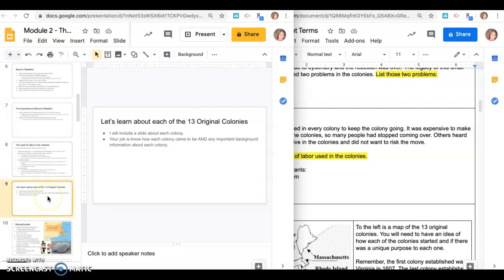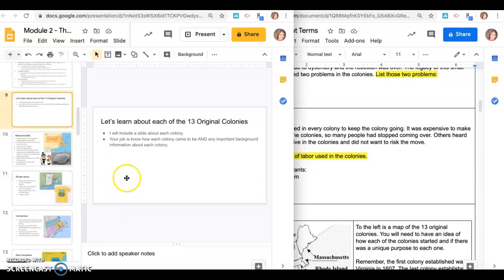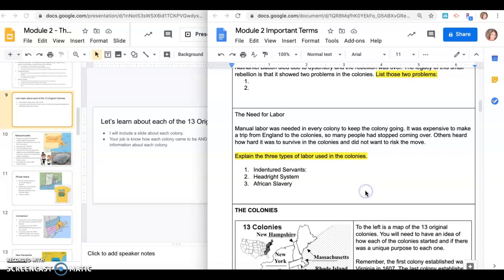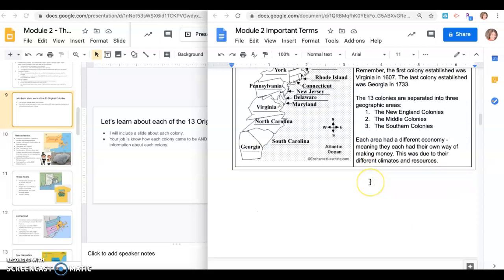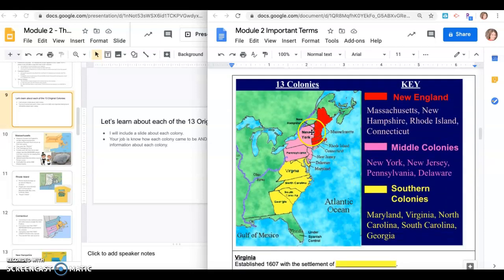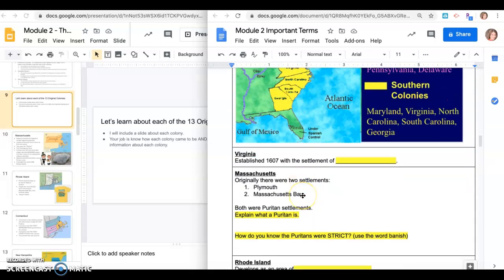All right, the 13 original colonies. The only ones that we are going to talk about right now are the New England colonies. I'm going to include a slide about each colony. You need to know where each colony came from, and you need to know what is unique about that colony. So once again, there are 3 areas: New England, Middle, and Southern. We are going to learn about the first couple New England colonies for today. And here's a beautiful map laying out those colors for you.